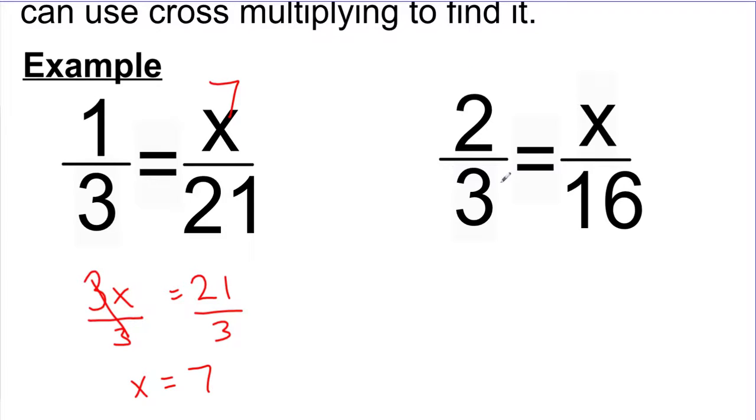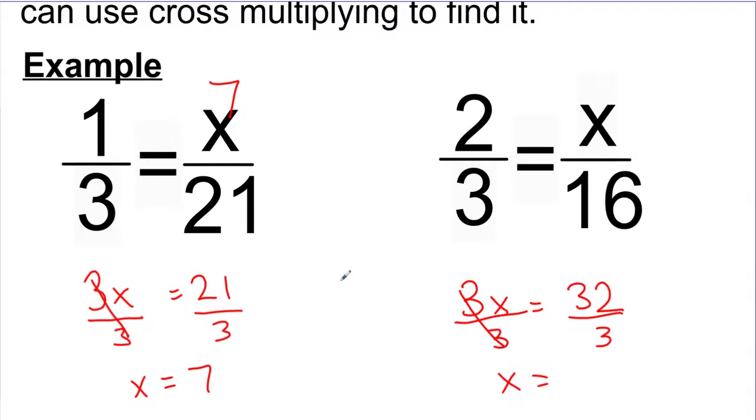So 2/3 and x/16. This one's not as obvious, right? So how do I turn a 3 into a 16? I'm not that sure. It's not a nice whole number. It's a little over 5, but we're not exactly sure. So let's do cross-multiplying. 3 times something, well, that would be 3x, is equal to 2 times 16. Well, 2 times 16 is 32. Okay? So now I'm going to divide by 3, and I'm going to divide by 3. So that means x is equal to 32 over 3.